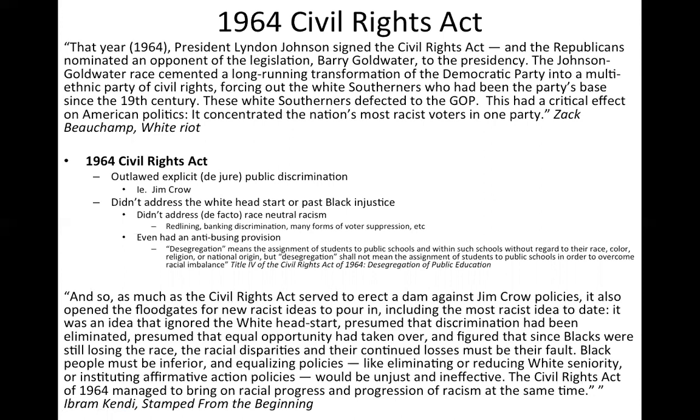Ibram Kendi writes this great quote about the shortcomings of the '64 Civil Rights Act. He says, "As much as the Civil Rights Act served to erect a dam against Jim Crow policies, it also opened up the floodgates for new racist ideas to pour in, including the most racist idea to date. It was an idea that ignored the white head start, presumed that discrimination had been eliminated, presumed that equal opportunity had taken over, and figured that since Blacks were still losing, the racial disparities and their continued losses must be their fault. Black people must be inferior, and equalizing policies like eliminating or reducing white seniority or instituting affirmative action policies would just be unjust and ineffective. The Civil Rights Act of '64 managed to bring on racial progress and progression of racism at the same time."